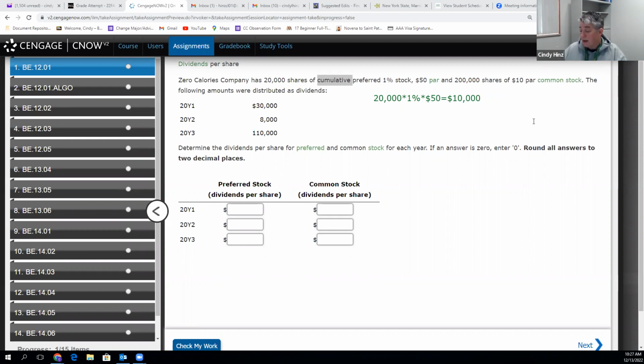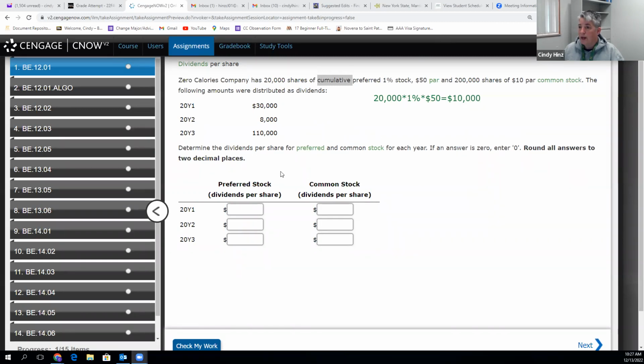The reason I'm saying air quotes is because there is no legal liability to ever declare and pay dividends. So in a given year, like we can see in the second year here, they didn't declare at least $10,000 worth of dividends, and that's fine. It's okay to pay only $8,000, but because these shares are cumulative, that additional $2,000 is going to carry over to the following year as dividends in arrears, and would be paid in that following year.